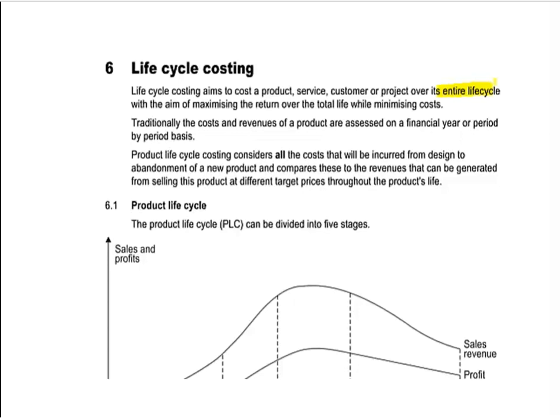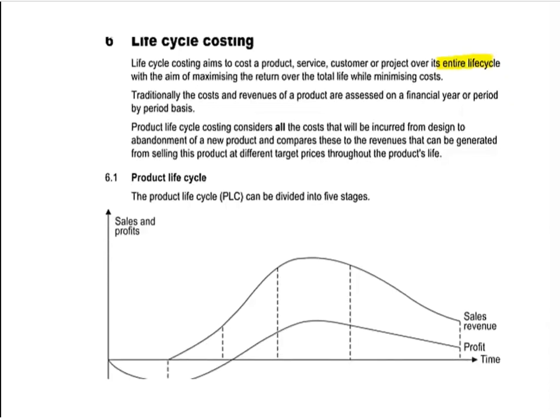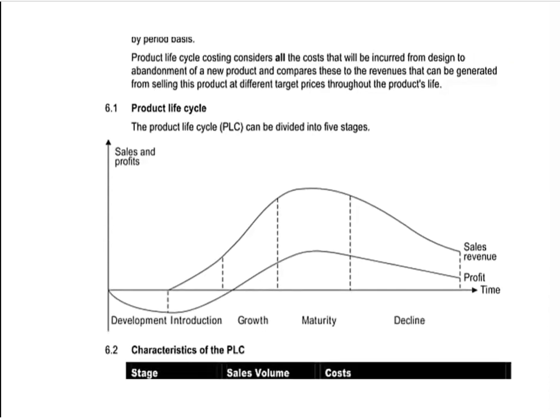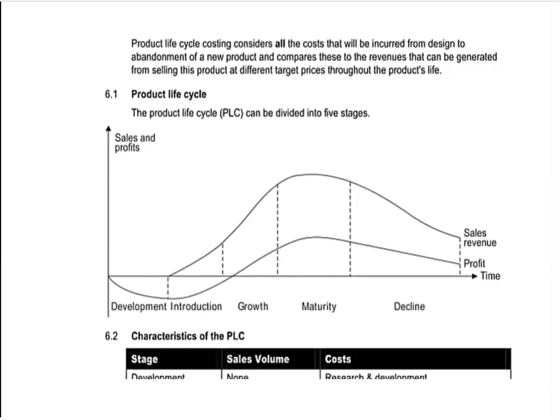Also, because life cycle costing is considered up front, we can make changes to the product design to perhaps try and reduce those costs, or look at ways of extending the life cycle so that we can ensure profitability is forecast. So the product life cycle itself is divided into 5 different stages.